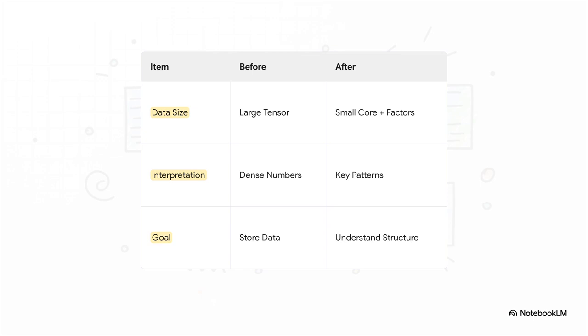So let's just step back and see what we've accomplished. What's the real power here? Before we started, we had this enormous, dense block of numbers that was really hard to make sense of. And now? Now we have one tiny little core tensor and a few instruction matrices. We've basically swapped a massive data storage problem for a much smaller, much more elegant problem of just understanding the core structure. It's a huge win.